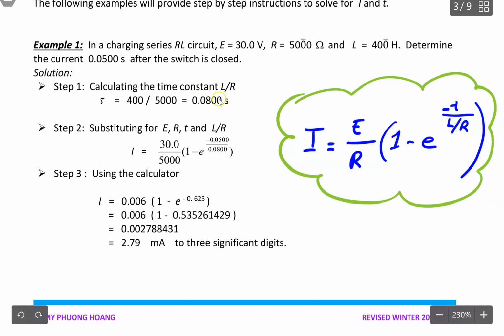After I've done that, you see this number, I substitute it in here. I put this number right there, right? Then I take negative 0.5, I divide it by 0.08, and I have negative 0.625. So take a look at this step on its own.